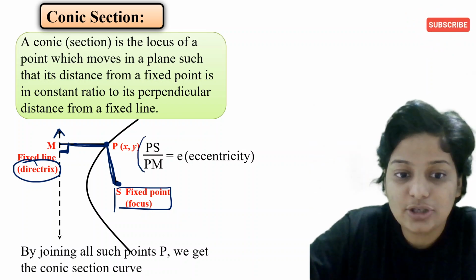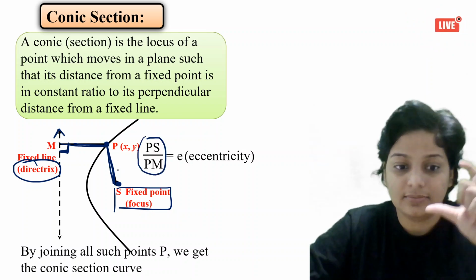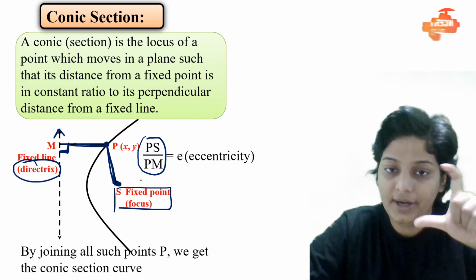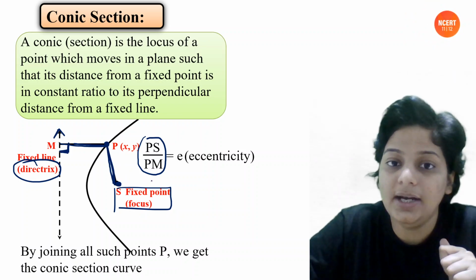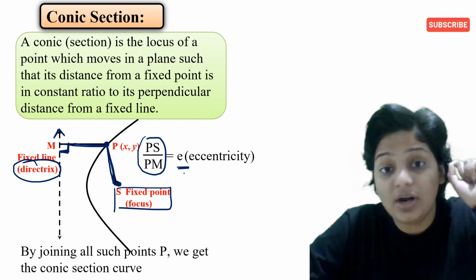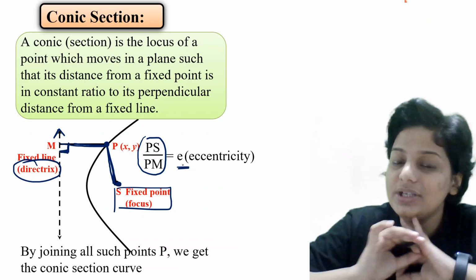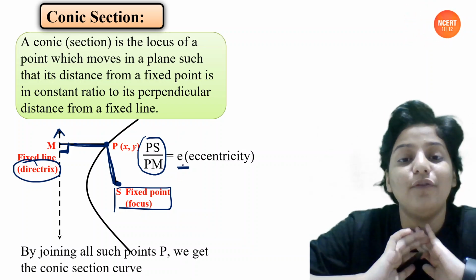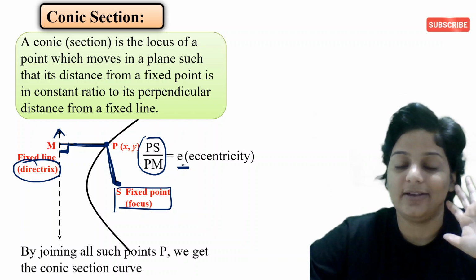Now if I take a ratio PS upon PM, है ना, distance between focus and point upon distance between directrix and point, PS upon PM, that's called as eccentricity. So this is general, this is the definition for all the upcoming conic sections.